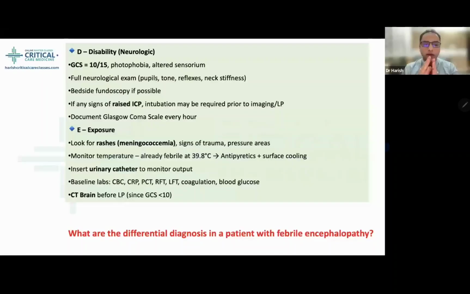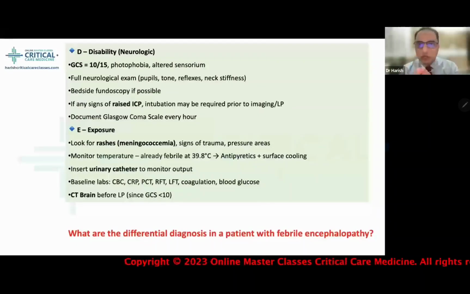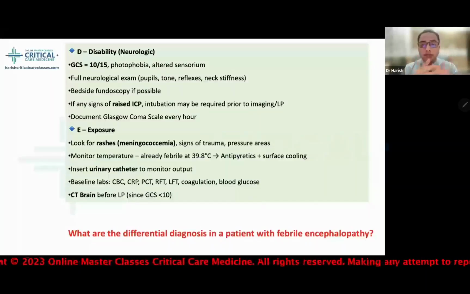Okay, so CT brain before LP, since the patient has a GCS of less than 10. You can mention this in your initial monitoring and management pathway itself, you can comment on the CT, or you can wait for the examiner's question. The examiner might ask down the line whether you want imaging first before the LP, or whether you will proceed with the LP. So you can wait for that question also.